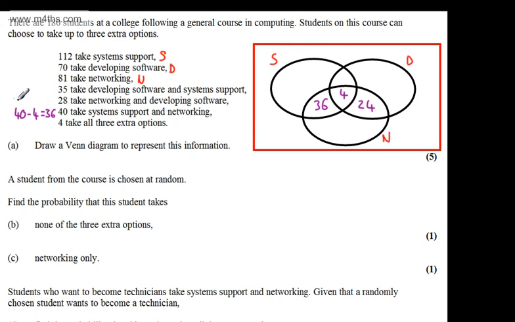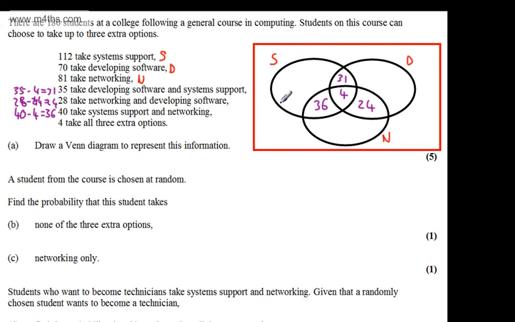And we can say now 28 minus the 4 is equal to 24. 35 take developing software and system support. Well, this is going to be here, so we're left now with 31. So 35 take the 4 is going to give us the 31.